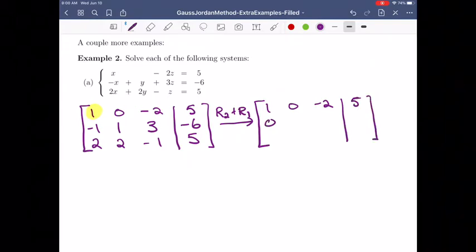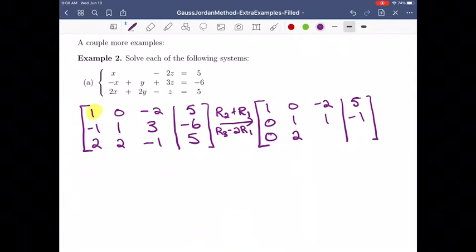Okay, so if I add them, so 1 plus 0 is 1. 3 plus negative 2 is also 1. Negative 6 plus 5 is negative 1. Now I'm also going to change row 3. Here I'm going to subtract 2 of row 1. So that one's going to be a 0. This one's still a 2 because I'm subtracting 0.